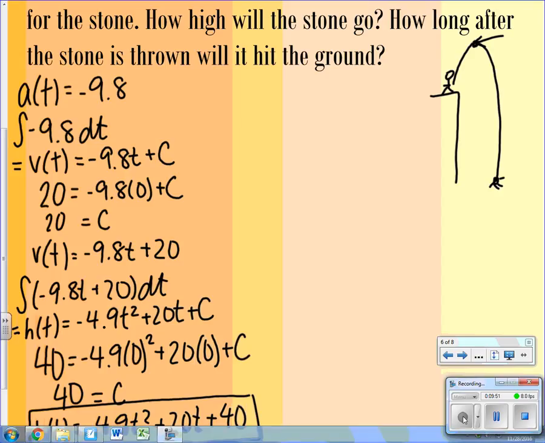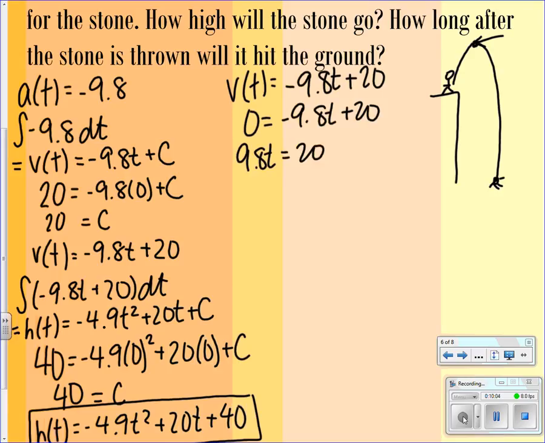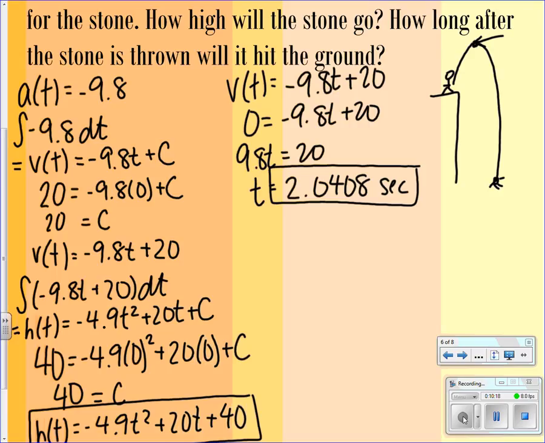So if you look here, our velocity function is negative 9.8t plus 20. And so we're going to set it equal to 0. So 9.8t equals 20. So 20 divided by 9.8, we get 2.0408 seconds. So this is the time that it reaches the max height. But that's not our actual answer.